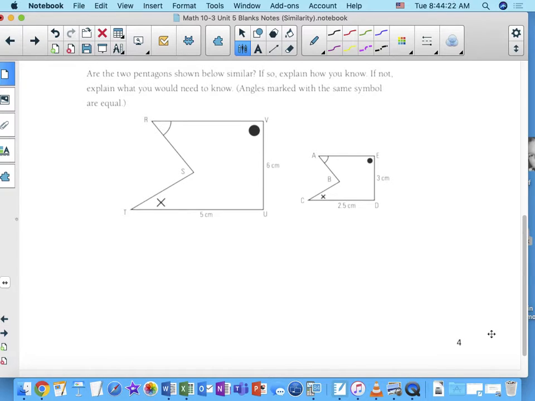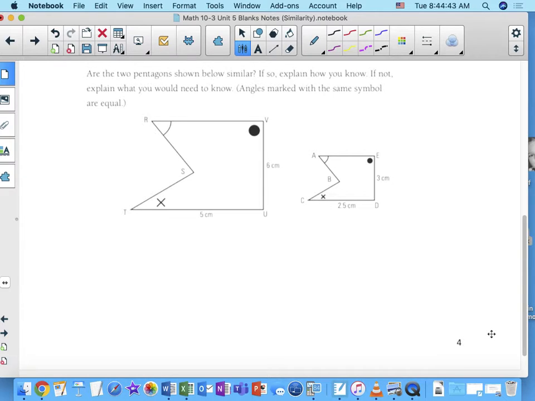So we're going to look at these two shapes over here. Okay, well, they're both pentagons, that's good. They both have 5 sides. You can't have one that has 4 sides and one 5 sides be similar. That wouldn't work. Okay, they look like they could be similar. Okay, let's see if we have enough information here.